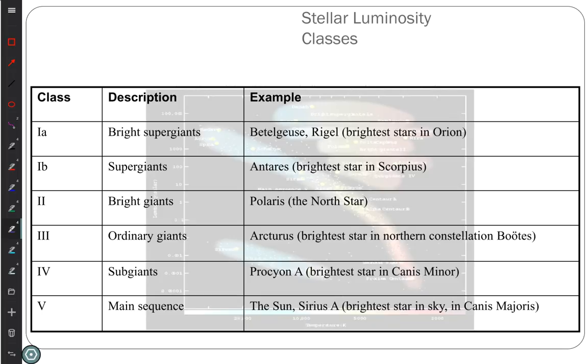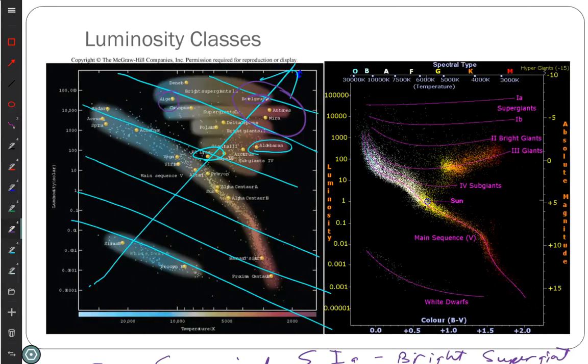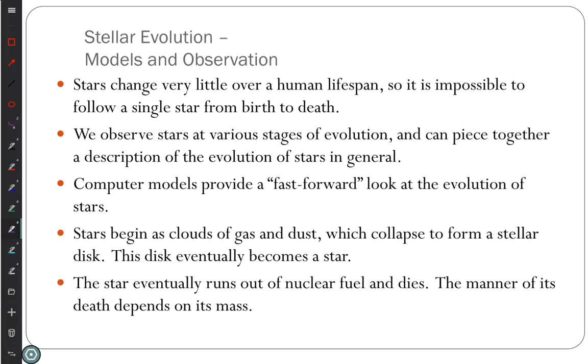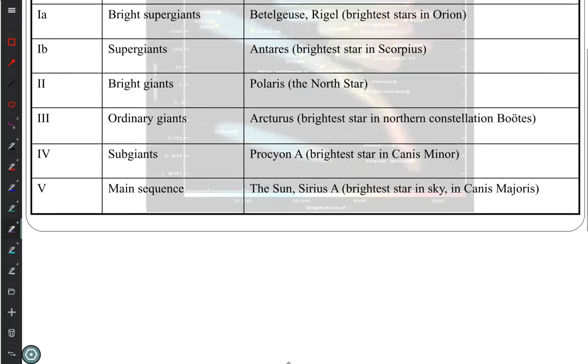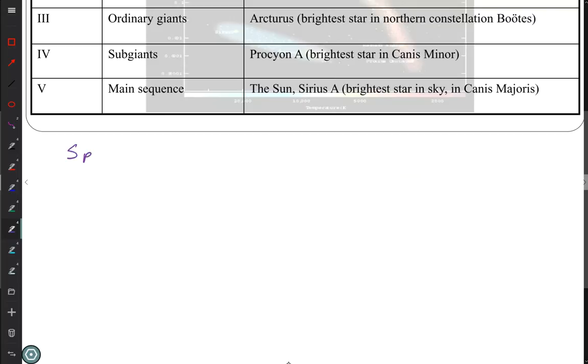How are these classified? How do we decide that it's a giant? One way would clearly be to look at where it is on this diagram, right? But there's another way. The other way is looking at the spectral lines. Now let's think about what information do we get from spectral lines? Tell me things that we can learn from spectral lines.